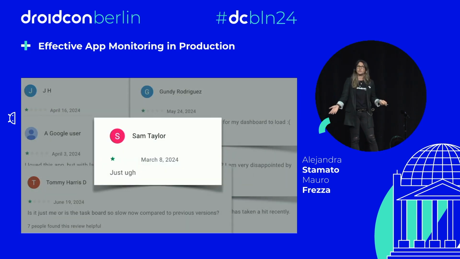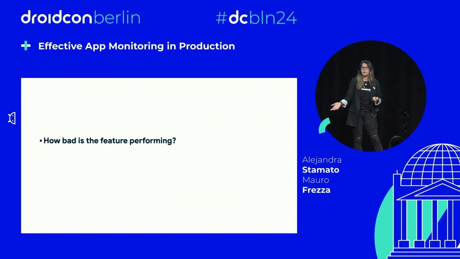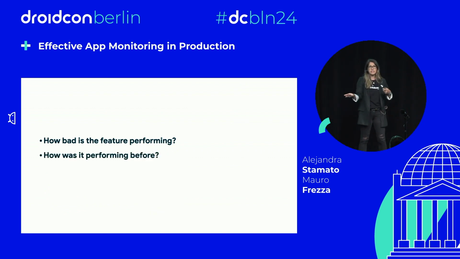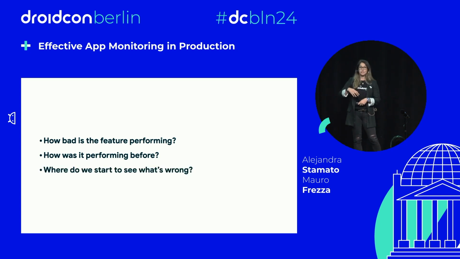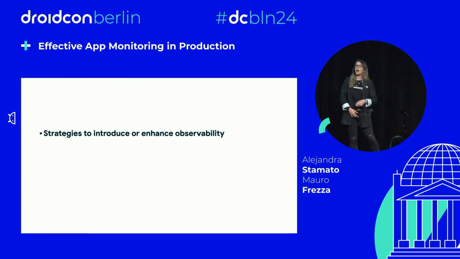So we have a bunch of questions now that we have to answer. How bad is the feature actually performing right now? To compare, how was it performing before? And most importantly, where do we start to see what's wrong and how to fix it? So in this talk, we're going to talk about strategies to introduce or enhance observability for your app, to really take a look at ways to answer all of these questions.